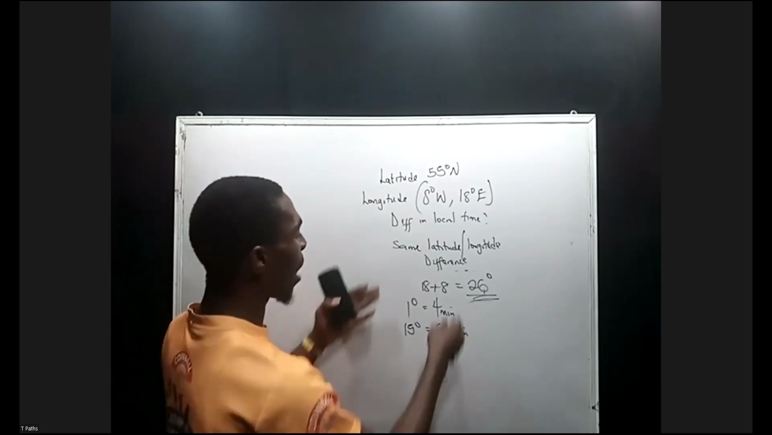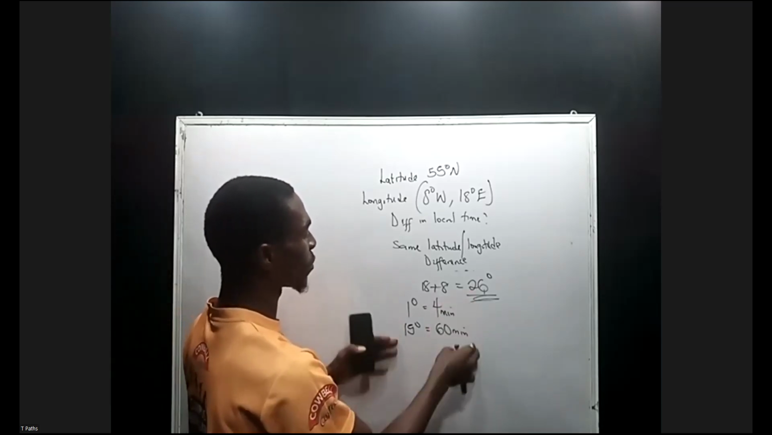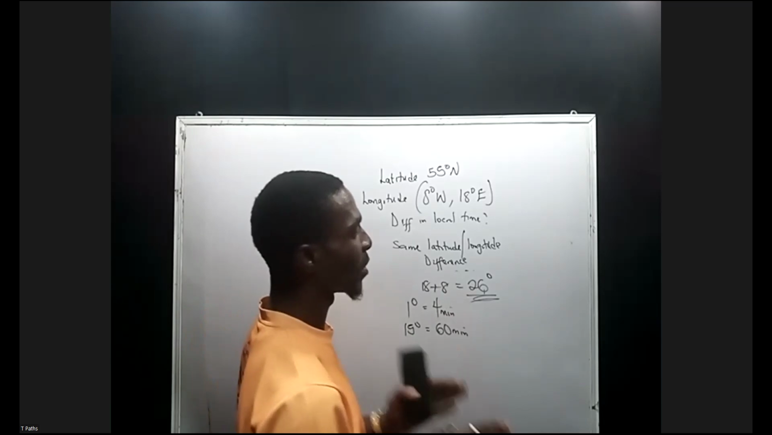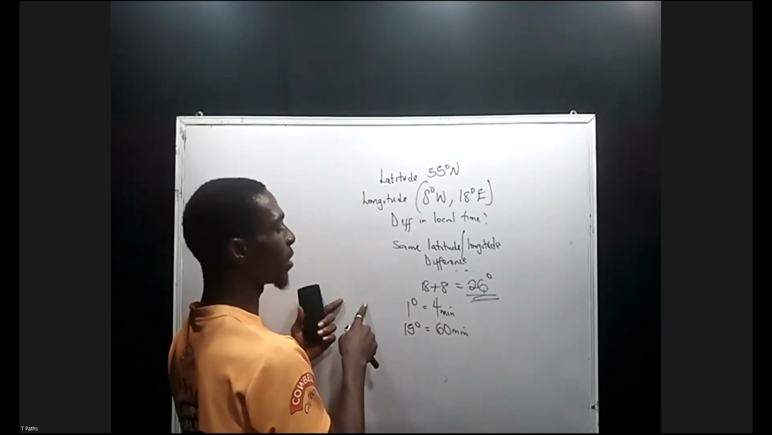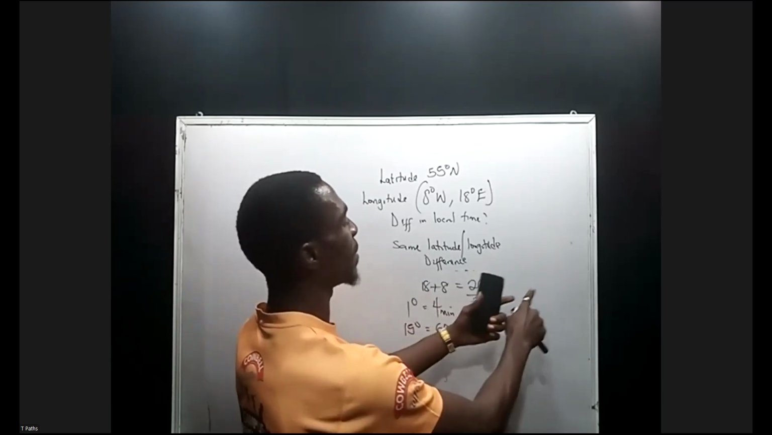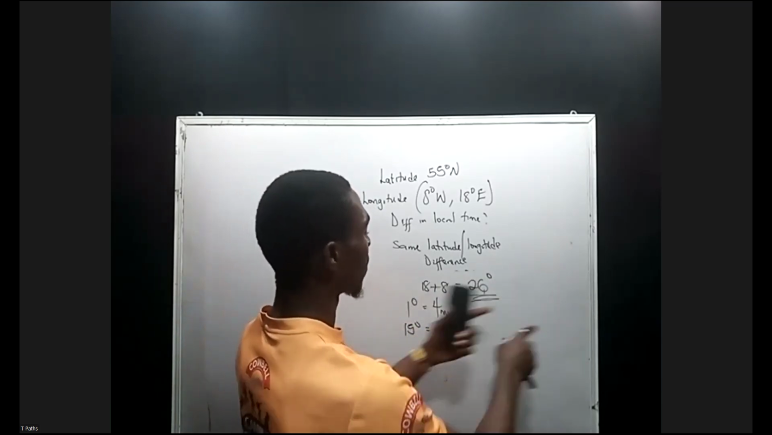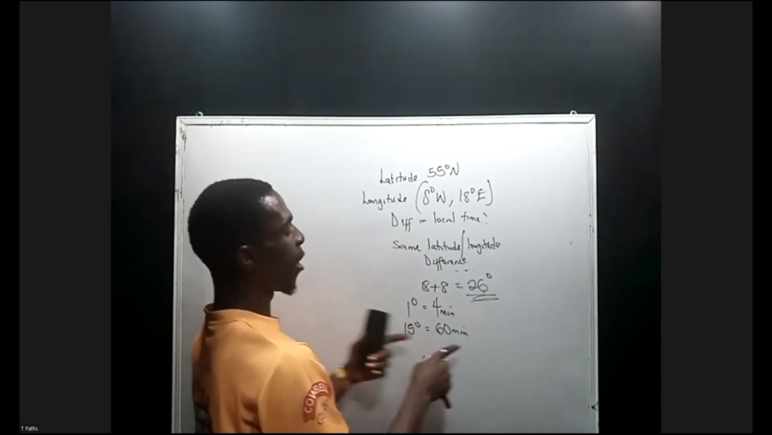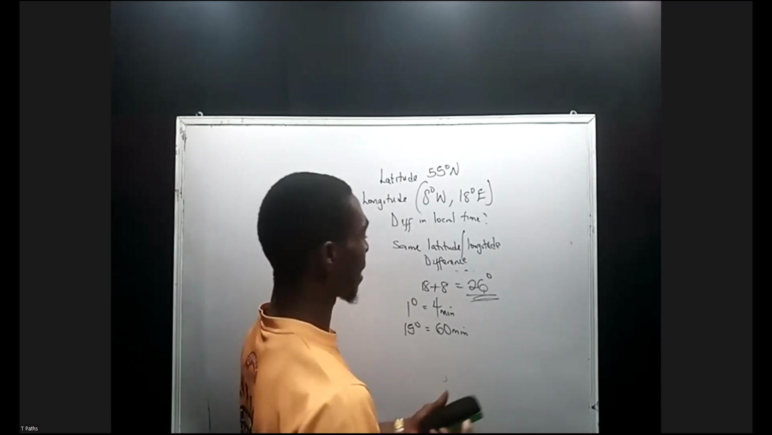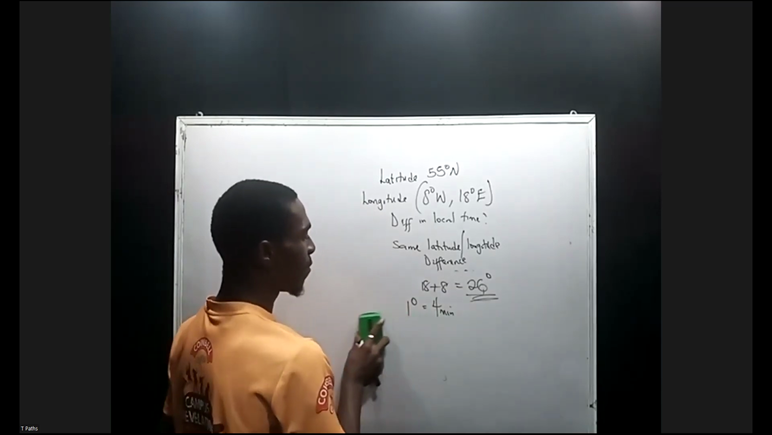Whichever one we want to use out of these two scenarios, you have to be consistent with the relationship. If you are going with 1 degree for 4 minutes to get the value of the minutes in 26 degrees, you have to be consistent with 1 degree to 4 minutes. If you are going with 15 degrees for 60 minutes, you have to be consistent with that. But the easiest one is 4 minutes.